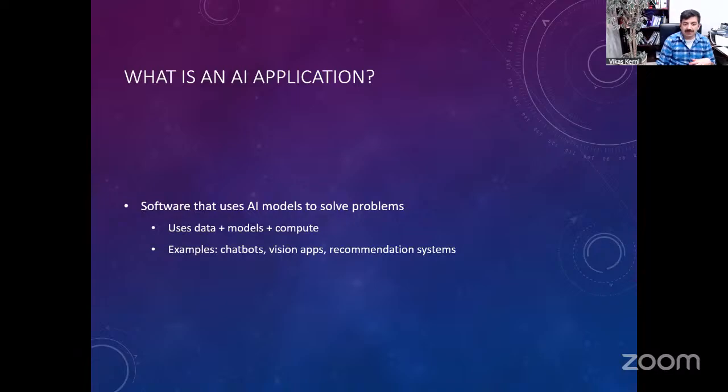So what is an AI application? An AI application basically uses some kind of AI services from Azure. It could be voice recognition, it could be image analysis. Generally, it is software that uses AI models to solve problems. That is an AI application. Examples of AI applications are chatbots, whenever we go to some site and see a chatbot giving us support, vision apps, and recommendation systems.